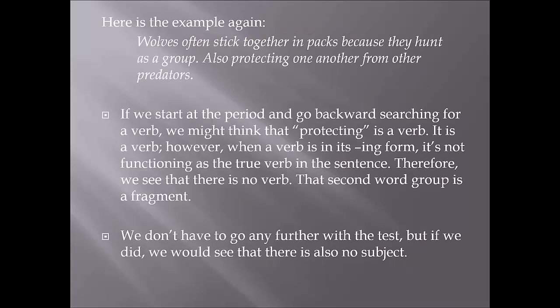Now let's do it together. If we start at the period and go backwards searching for a verb, we might think that protecting is a verb. It is a verb. However, when a verb is in its ing form, it's not functioning as the true verb in the sentence. Therefore, we see that there is no verb. That second word group is a fragment. We don't have to go any further with the test. But if we did, we would see that there is also no subject.